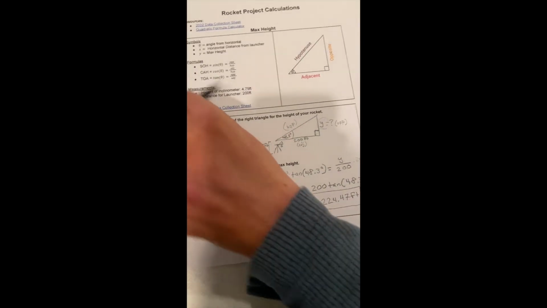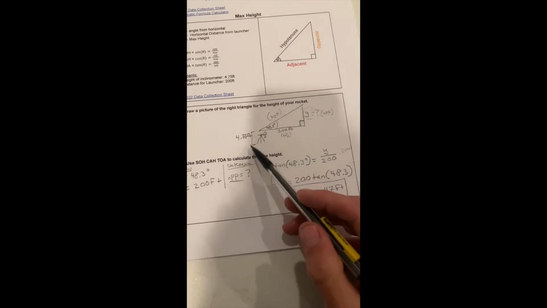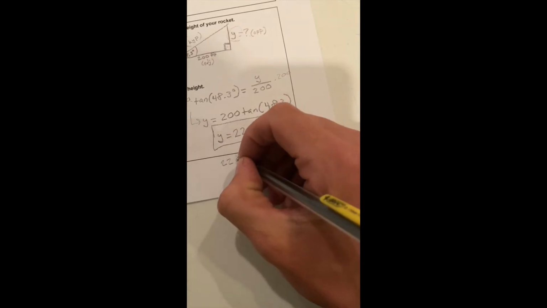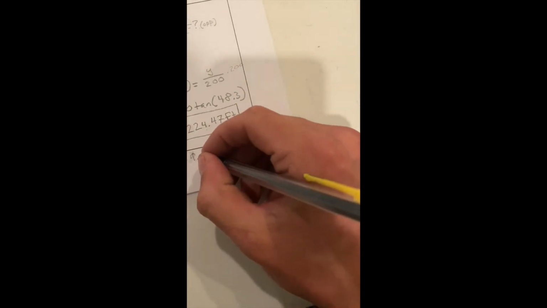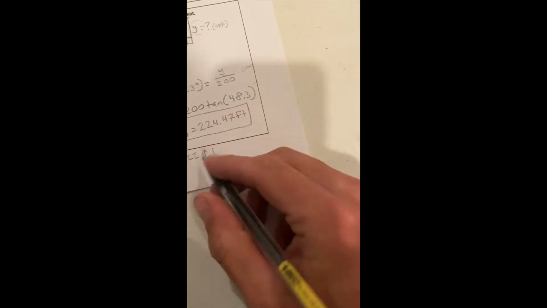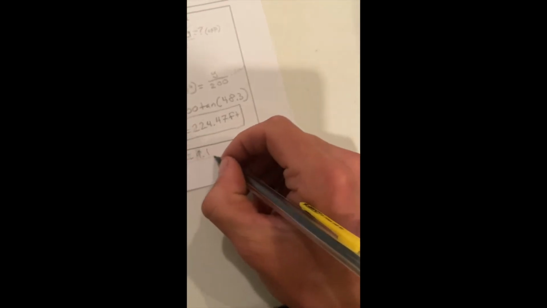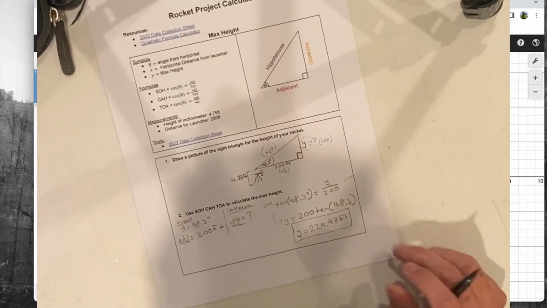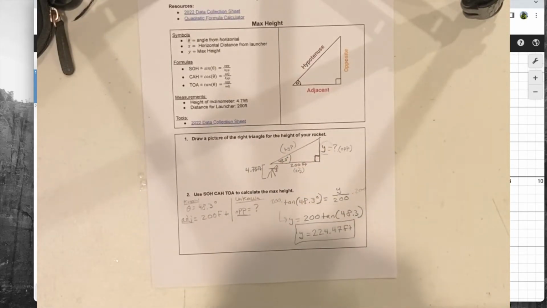And then one more thing I want to add about this, it's not quite done yet. This 224 does not account for the height of the inclinometer. And so to figure out the actual max height, I need to add this number to this number, which should be 229.1-ish. So that is actually our max height, is the 229. So we just did part 1 of our calculations for the rocket project.